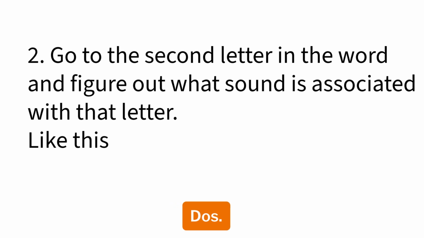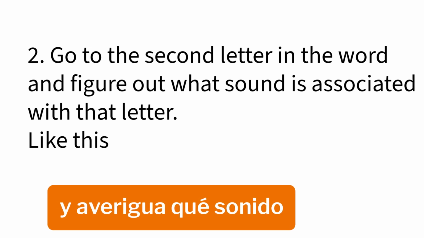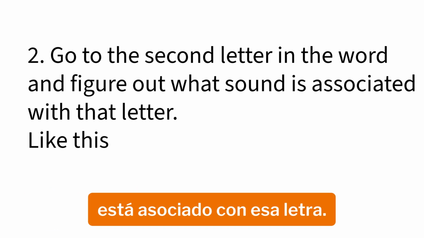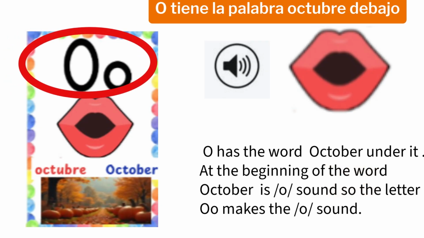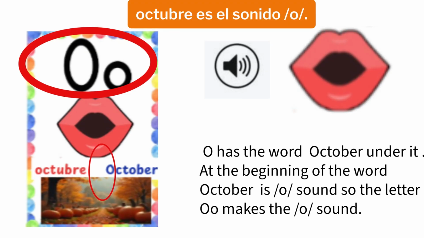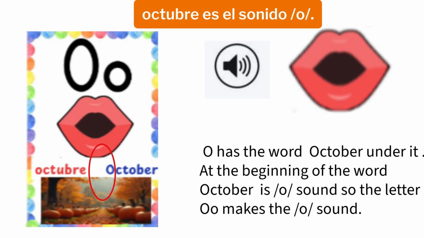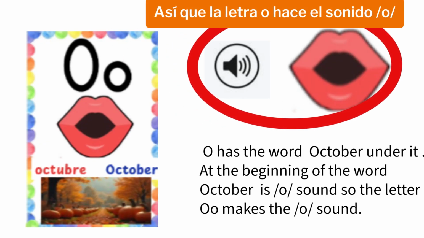2. Go to the second letter in the word and figure out what sound is associated with that letter, like this. O has the word October under it. At the beginning of the word October is the ah sound, so the letter O makes the ah sound.